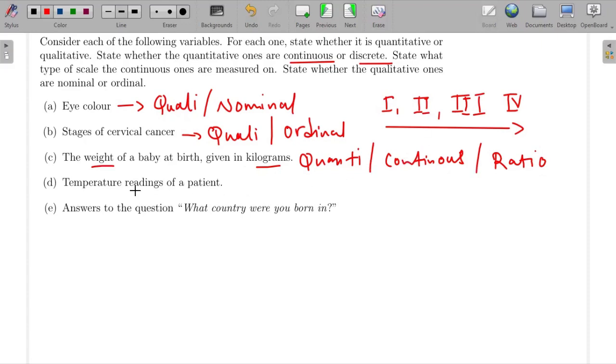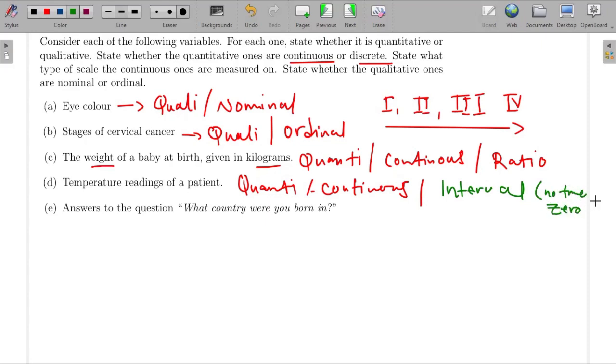What about the temperature readings of a patient? Temperature readings can be measured, so this is quantitative. Is it continuous or discrete? It's continuous as well, because temperature can be anything. And then is it ratio or interval? Remember I gave an example: temperature is a good example of an interval scale, because it has no true 0. We can say the temperature is 0, but it doesn't mean there's no temperature. The temperature is there, it's just 0.